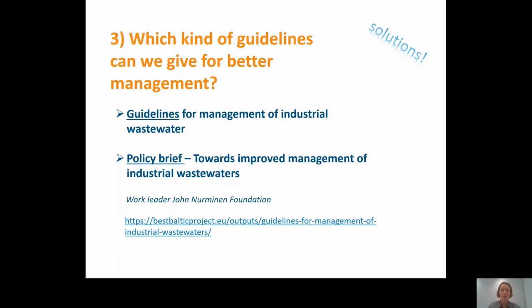John Nurminen Foundation, together with project partners, compiled 2 documents. We have the guidelines for management of industrial wastewaters and a policy brief, which is called Towards Improved Management of Industrial Wastewaters. Eero Makkonen will give you a presentation later on in this seminar on this subject, and you will also find these documents on the project webpage, but let me give you a 1-page outline on what the documents include.